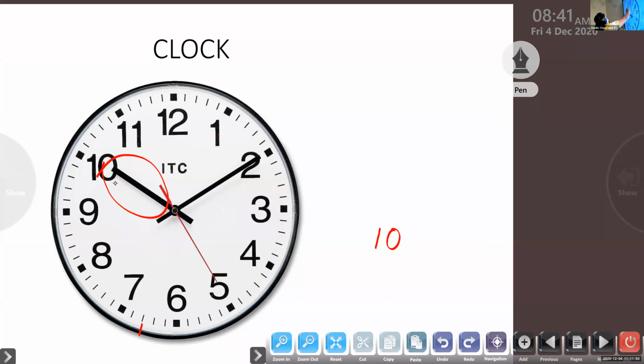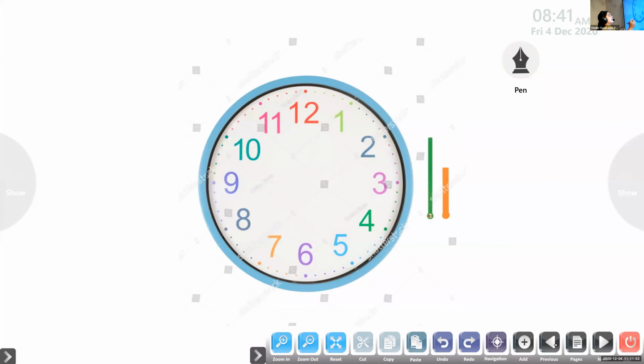Sometimes the hour hand will be between, for example, 9 and 10. If it is between any two numbers, like now between 9 and 10, we have to say 9 hours because 9 is already past. It is only going towards 10, so we can't say 10 hours. We can only say 9 hours.